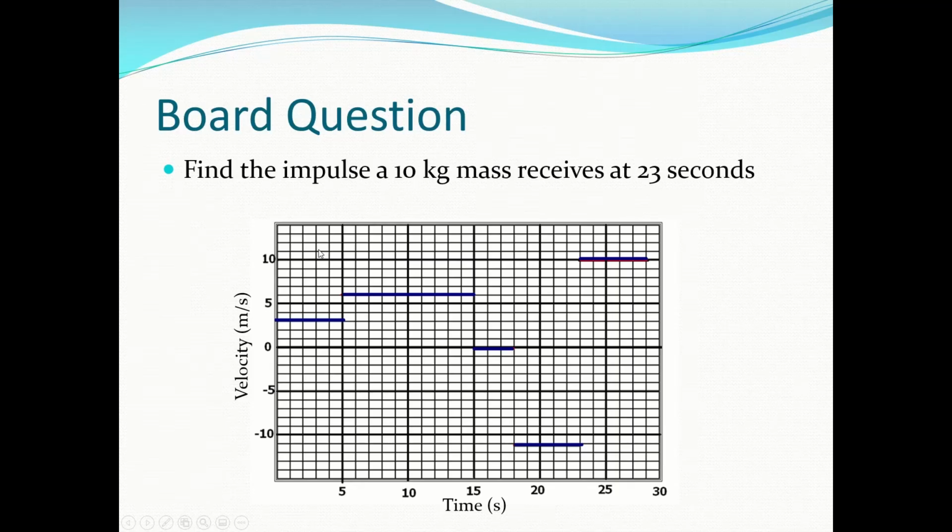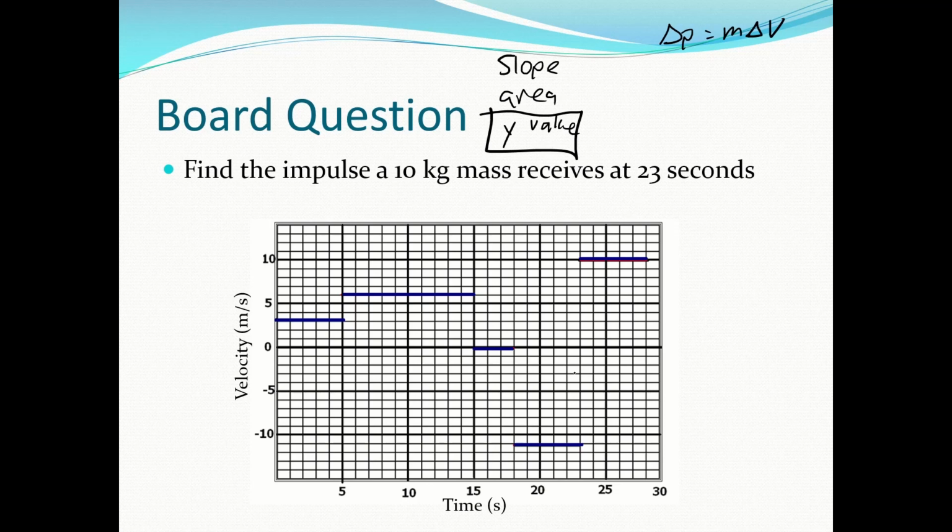So I have one final board question for you. Find the impulse a 10 kilogram mass receives at 23 seconds. So again, it's a graph that we might not be familiar with. So pause the video, see if you can do it. Remember, the three things that we can find from a graph we might not be familiar with are slope, area, and y value. Impulse is equal to mass times change in velocity. So velocity would be important again, and velocity, well, at 5 seconds here, I'm going 3 meters per second. Yeah, velocity is just our y value. So we want to look at y value in this situation.